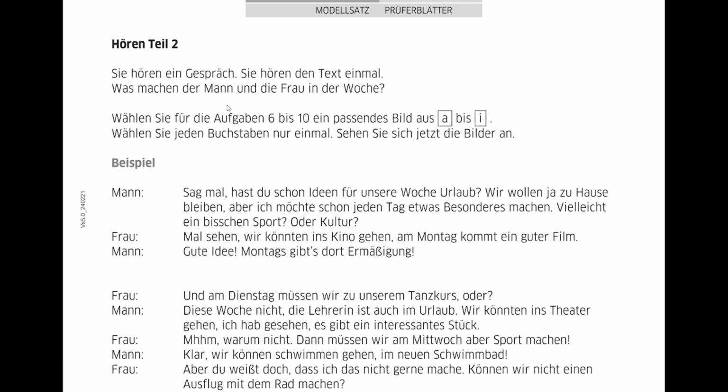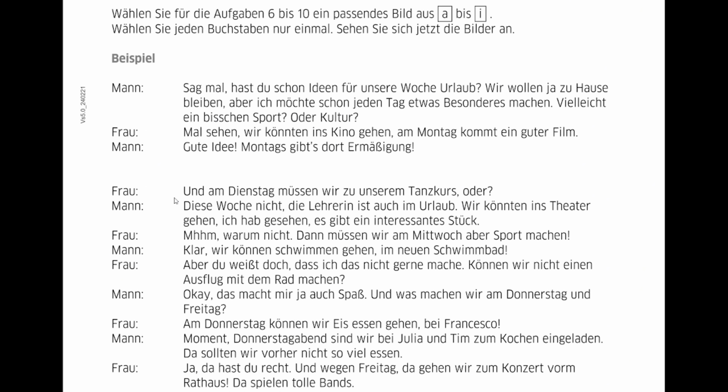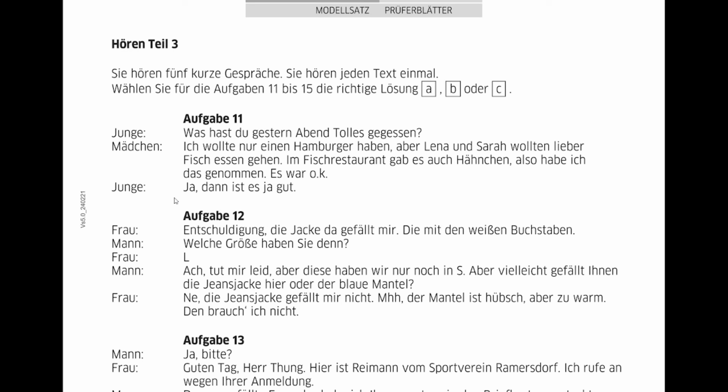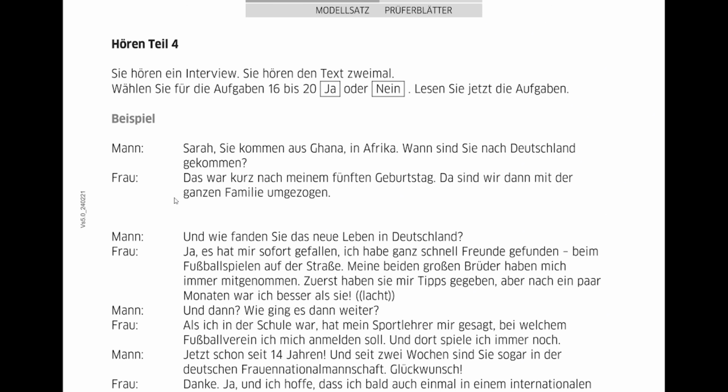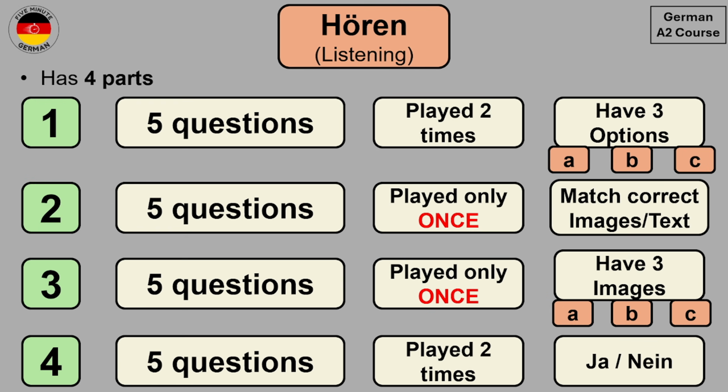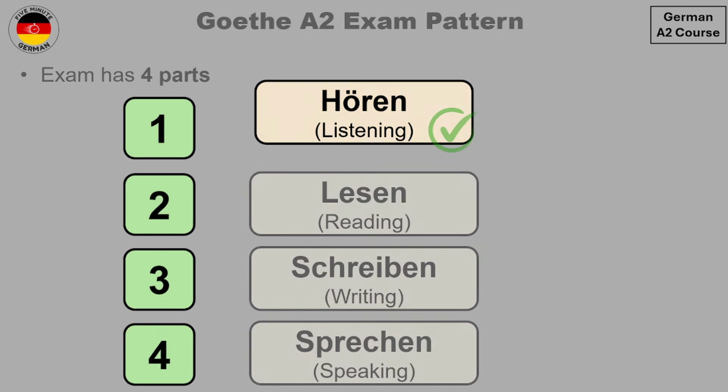So you see this is Hören Teil 2. This was the part where the man and the woman had to plan their week. So this is the complete discussion that they have. Then this is for Hören Teil 3. And also for Hören Teil 4, you will find the Transkripte over here. So this was the Hören part.